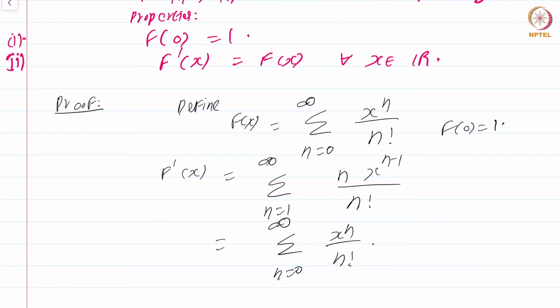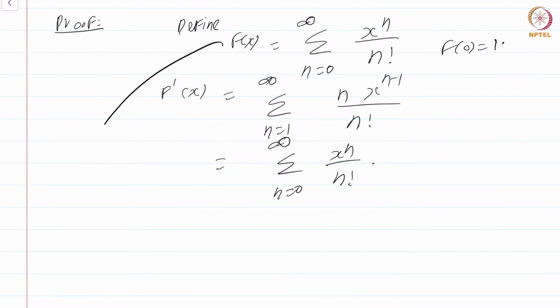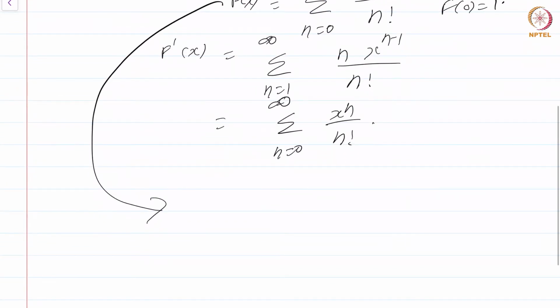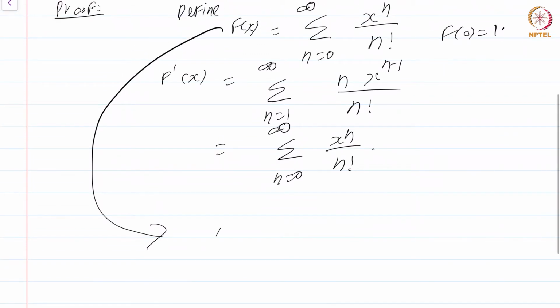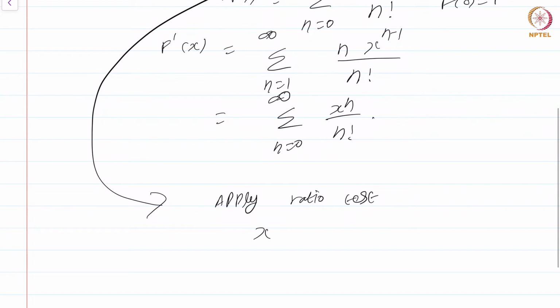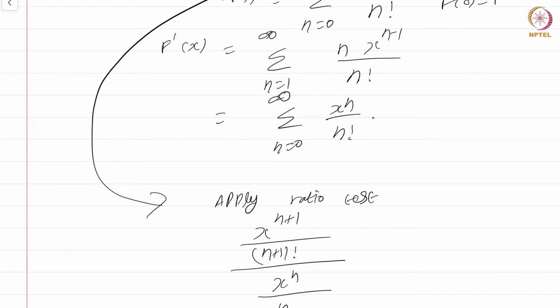Now there are several proofs of why this series converges. I suggest that you spend a nice monsoon afternoon contemplating various proofs. Let me give the simplest, not the one that uses the least number of tools, but the simplest according to me. Apply ratio test. Well, what do you get when you apply ratio test? You get x power n plus 1 by n plus 1 factorial divided by x power n by n factorial.